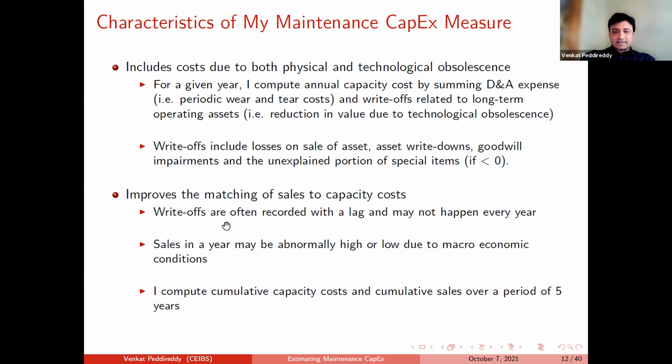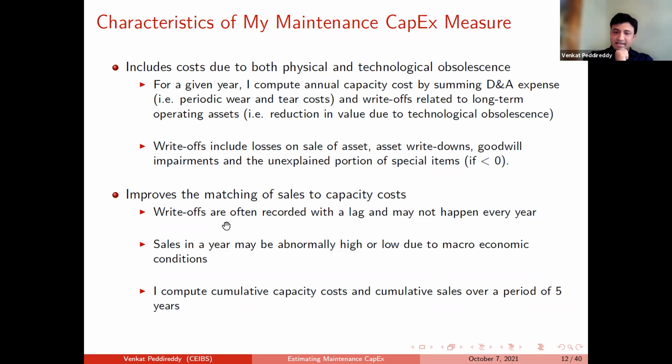Now, the problem with this is, one could just compute this on an annual basis for a specific firm, right? You just add up the D&A and the write-offs and impairment for that year. But the problem is these write-offs are lumpy. They don't happen every year, okay?